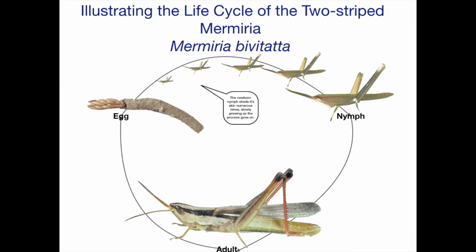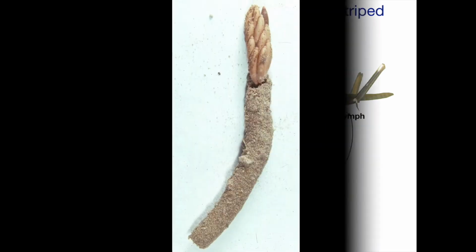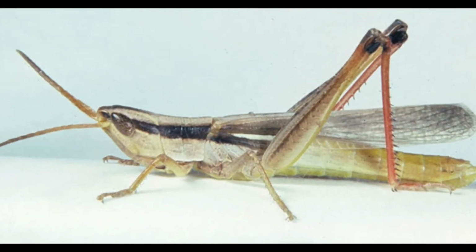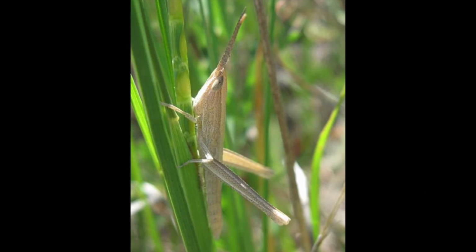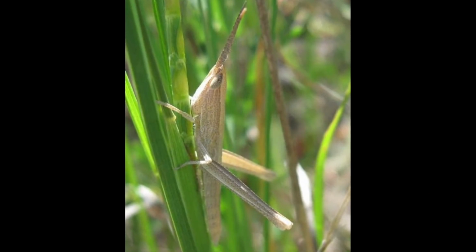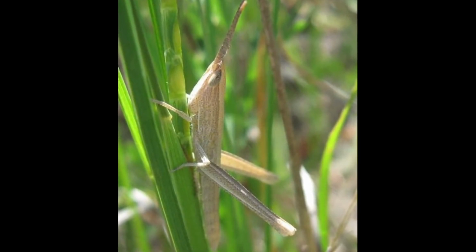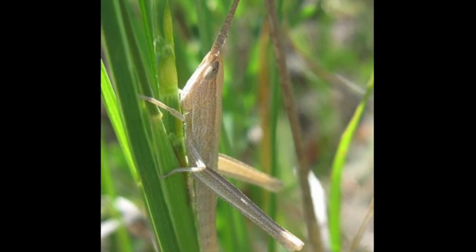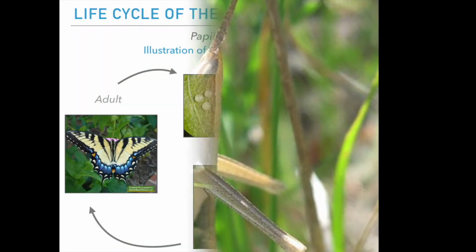The simple or incomplete life cycle of a Melanoplus includes 3 stages: egg, nymph, and adult. The nymph looks like an adult, however, it is much smaller. Isn't it interesting to know that the nymph sheds its skin 7 to 8 times in 6 weeks?